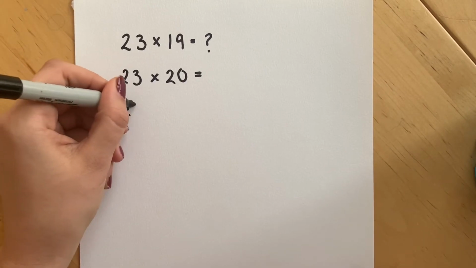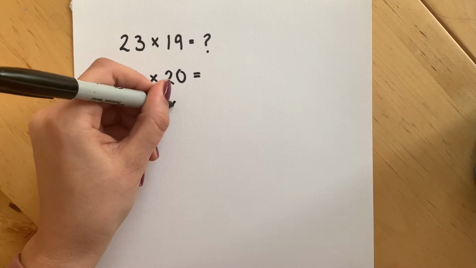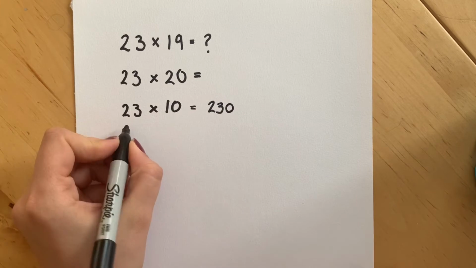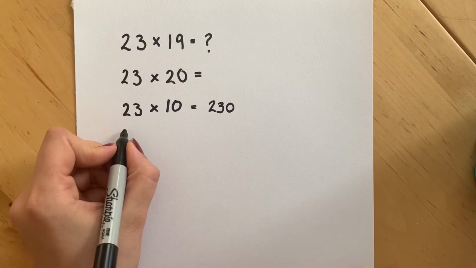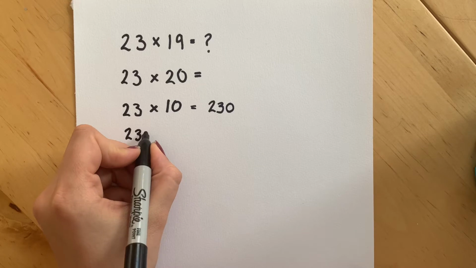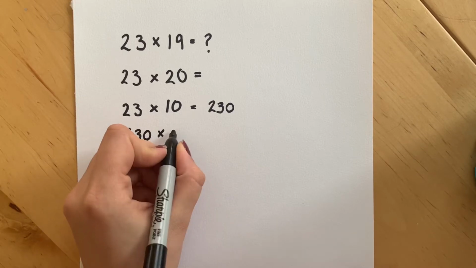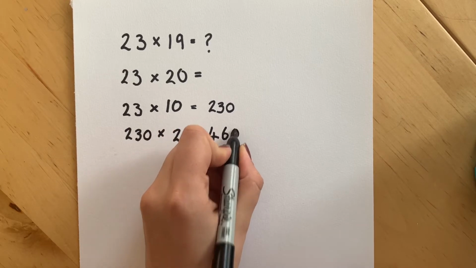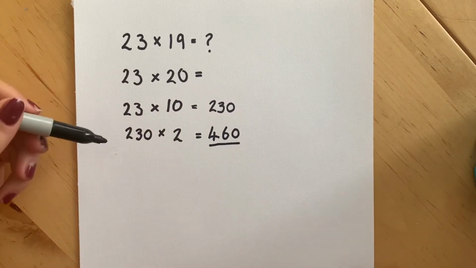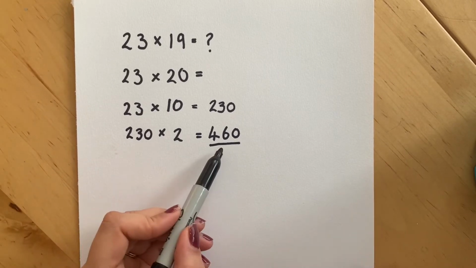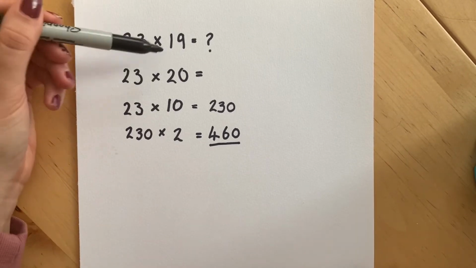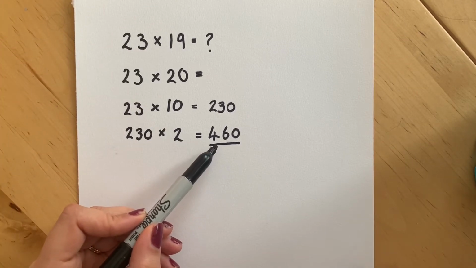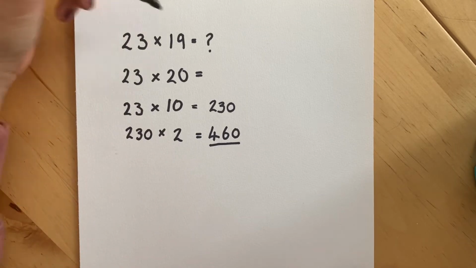I know that 23 multiplied by 10 equals 230. And I know that I'm going to need 2 lots of that for my estimation. So I'm going to do 230 times 2, which is going to give me the answer of 460. So our estimation for this problem is going to be 460. Obviously we rounded the 19 up to 20, so our estimation is probably slightly higher than our result from this equation will be.